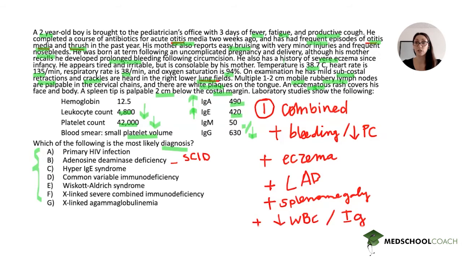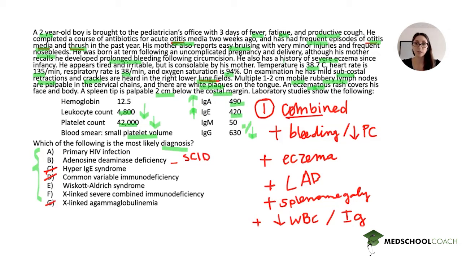Hyper IgE syndrome. So this is a T cell deficiency exclusively, so we can cross that one out. Common variable immunodeficiency. This is a B cell dysfunction immunodeficiency, so we can cross that one out. Wiskott-Aldrich syndrome. This is also combined, so we can leave that one for now. X-linked severe combined immunodeficiency, that's also combined. That's the other type of SCID that you can get, so we'll leave that there. And then X-linked agammaglobulinemia, also called Bruton's. This is exclusively B-cell dysfunction, so we can cross that one out. So we're still left with 4 answer choices that all fall into this category of combined immunodeficiency.